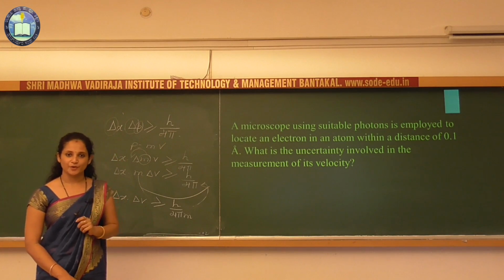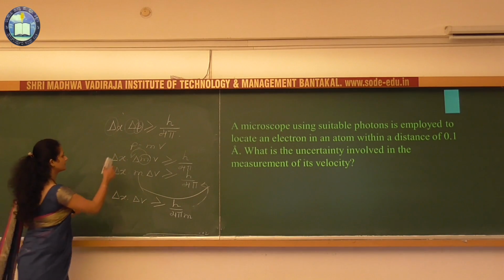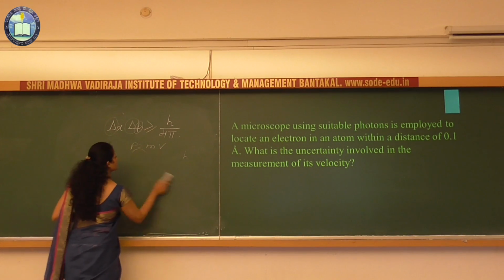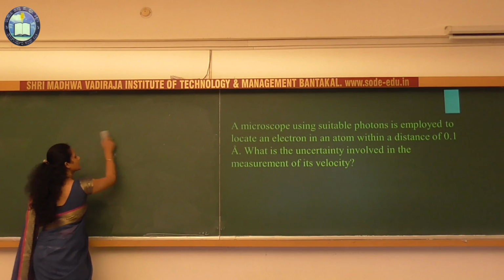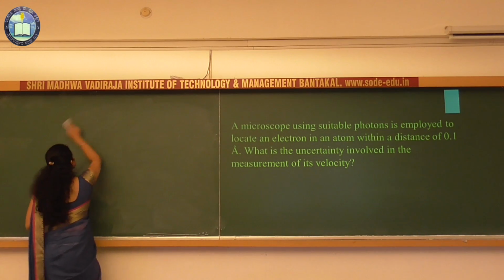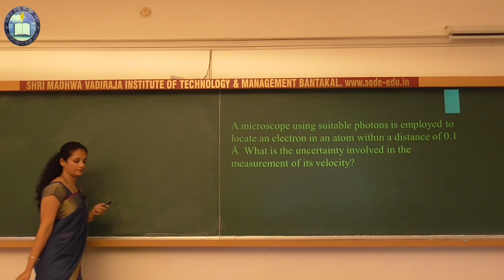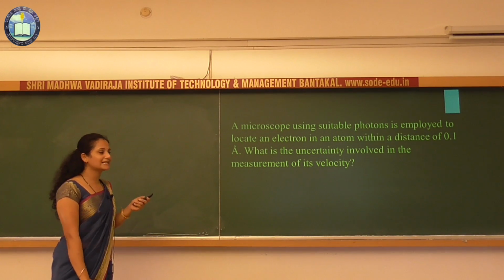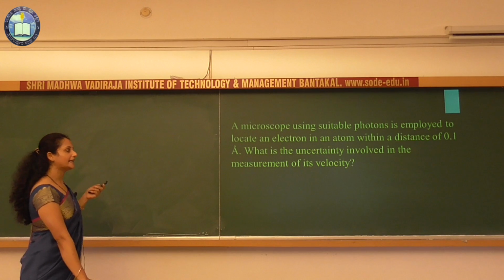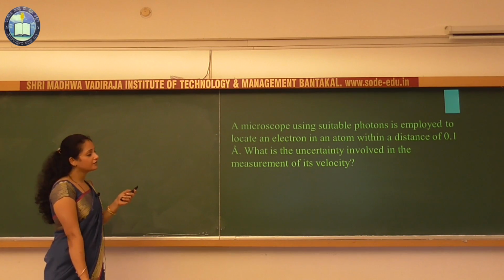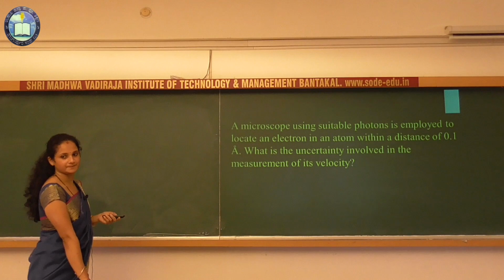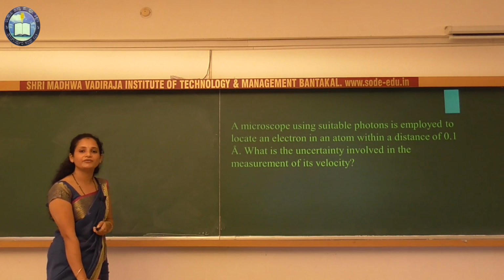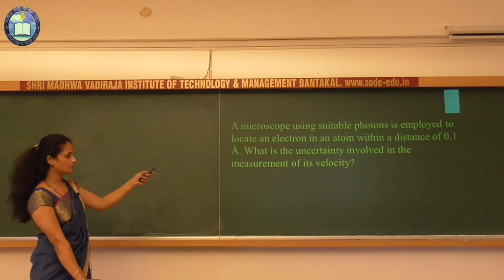Now let us see some numerical problems using Heisenberg's uncertainty principle. As I said, for solving the numerical problems, take the equal sign in the expression. A microscope using a suitable photon is employed to locate an electron in an atom within a distance of 0.1 angstrom. What is the uncertainty involved in the measurement of its velocity? So what was given and what was asked?